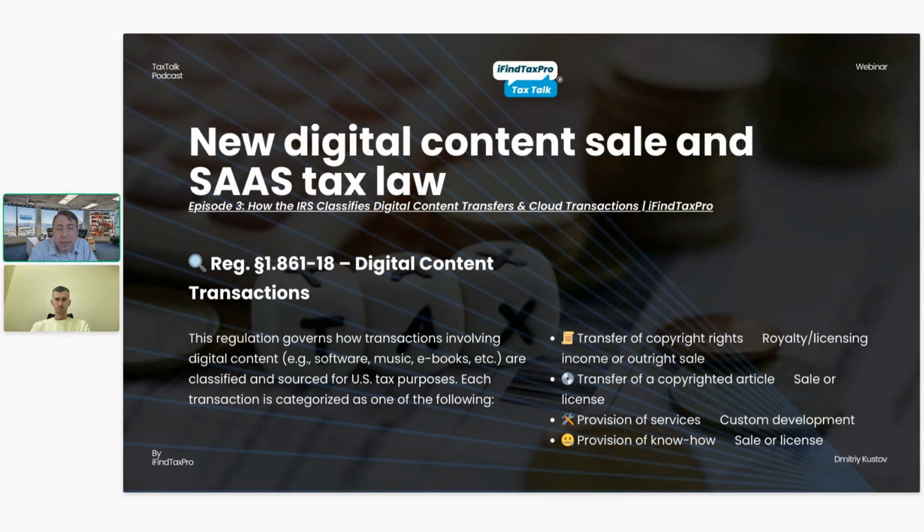Transfer of a copyrighted article can also be a sale or license. Basically, if you're an individual user and you download software, you pay $10 for it, either just $10 and you can use it forever, or you pay $10 every year or $100 every year. That's going to be transfer of a copyrighted article. You downloaded it, it's yours for the time being or forever, but that's the article that is specific just for yourself. That's how they classify it.